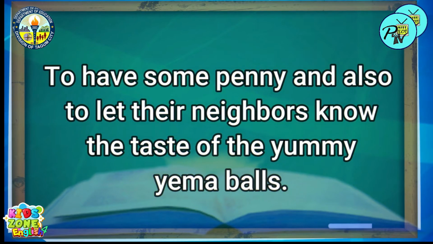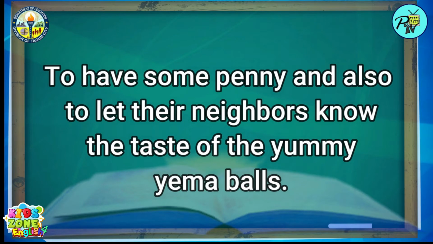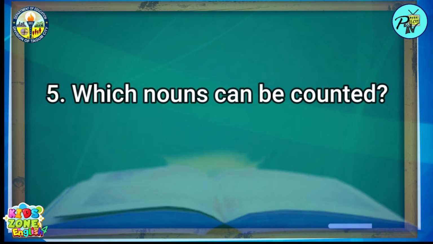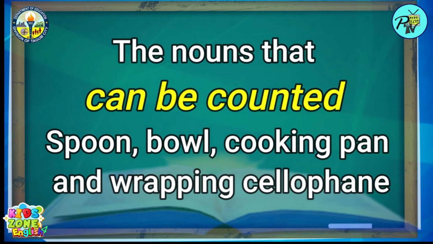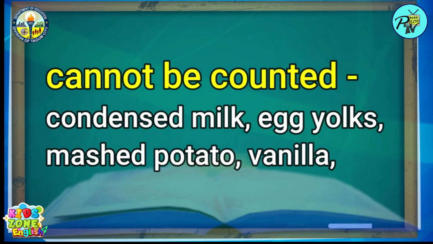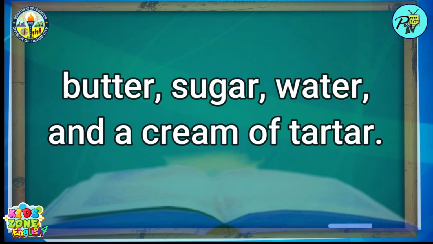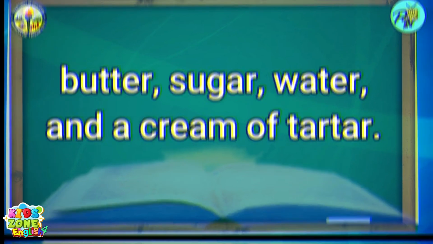To have some penny and also to let their neighbors know the taste of the yummy Yama balls. Question number 5. Which nouns can be counted? Which nouns cannot be counted? The nouns that can be counted are the spoon, bowl, cooking pan, and wrapping cellophane. The nouns that cannot be counted: condensed milk, egg yolks, mashed potato, vanilla, butter, sugar, water, and a cream of tartar.